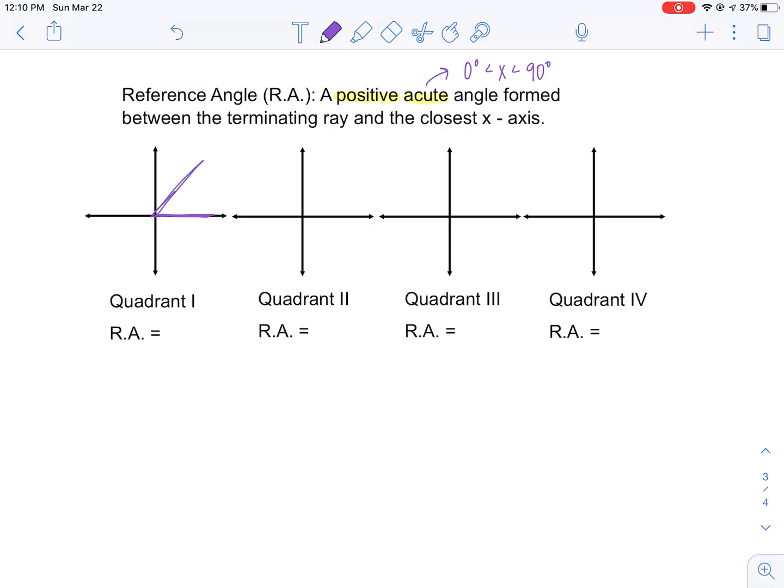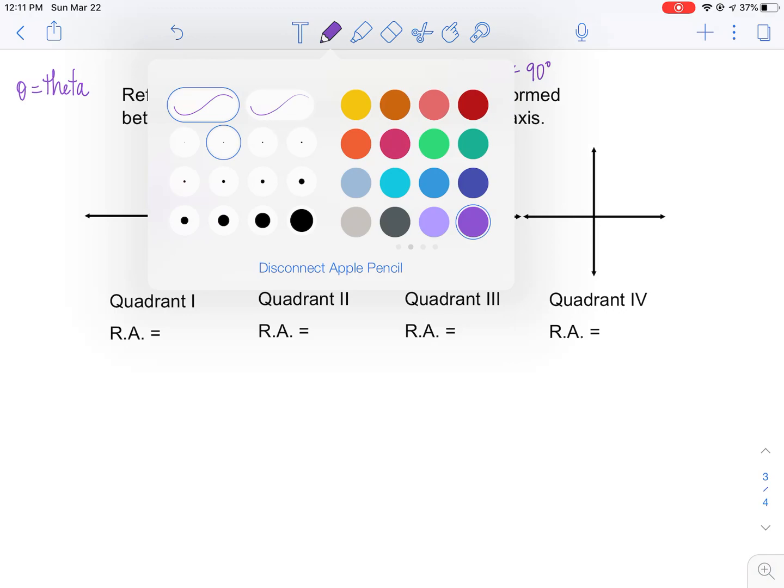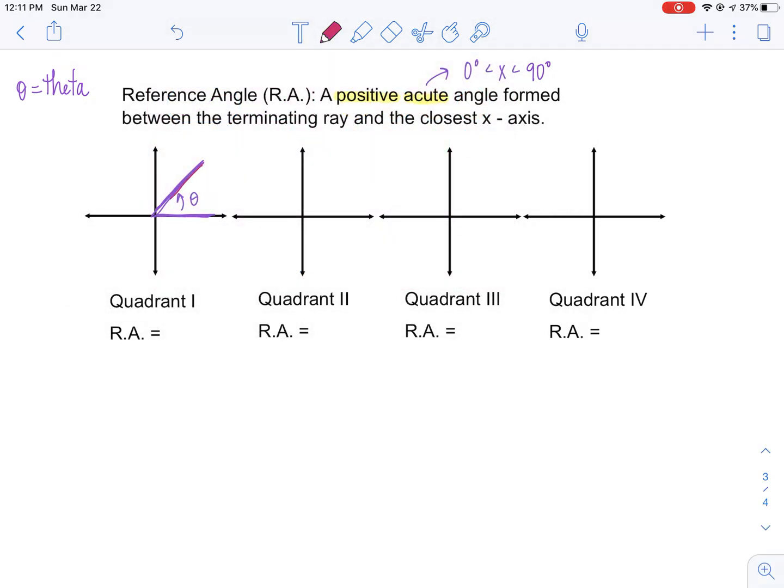We saw this in our notes last week. If you're in the first quadrant, here's what a first quadrant angle looks like. This right here is theta. Theta is a Greek letter that we use a lot to represent an angle in trigonometry, so you're going to see that pretty frequently. If I have an angle in the first quadrant, then the reference angle is the angle itself, because terminating ray, closest x-axis, this is its own reference angle. So theta is your reference angle in quadrant 1. If I'm talking about a pi over 3 angle in radians, then its reference angle is pi over 3 because that's in the first quadrant.